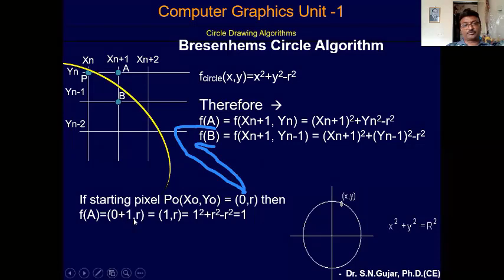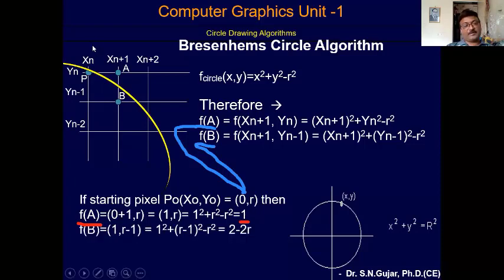F of A is equal to 0 plus 1, r. So 1 square plus r square minus r square after putting, okay, so that becomes 1. F of A becomes 1 first. Understood? Once you have put this 0 plus 1, x0 is 0 and y0 is r. So that 1, r you have to put in x square plus y square minus r square, that will become 1.